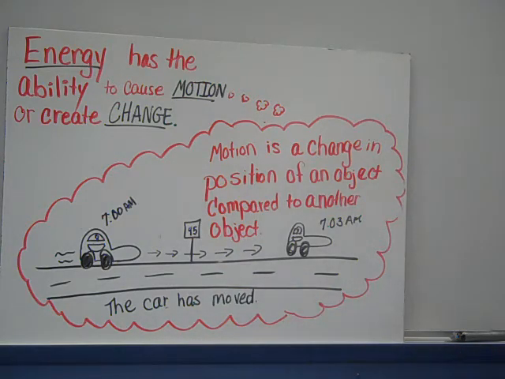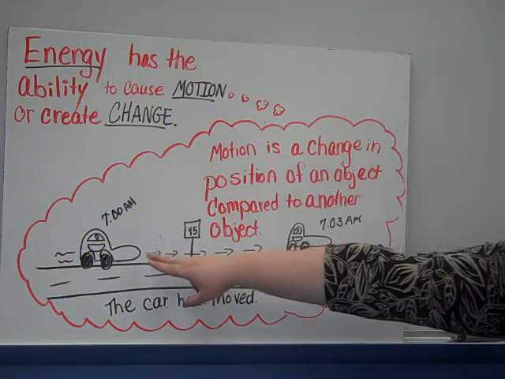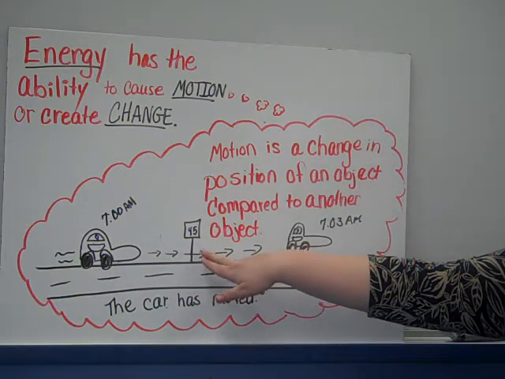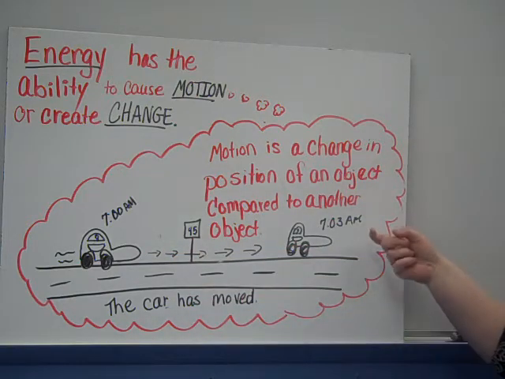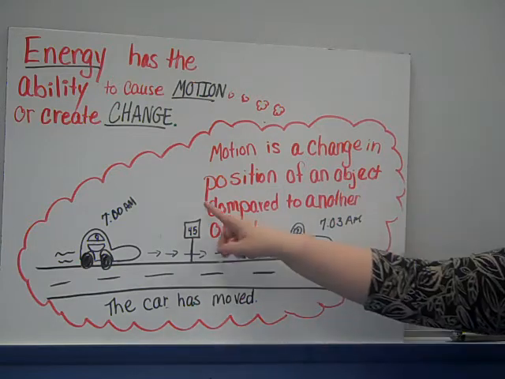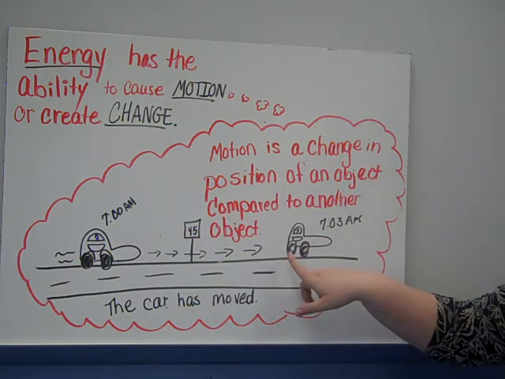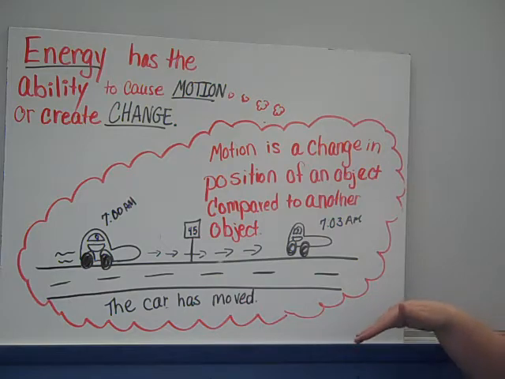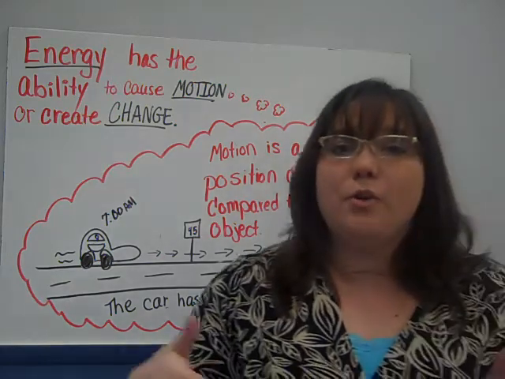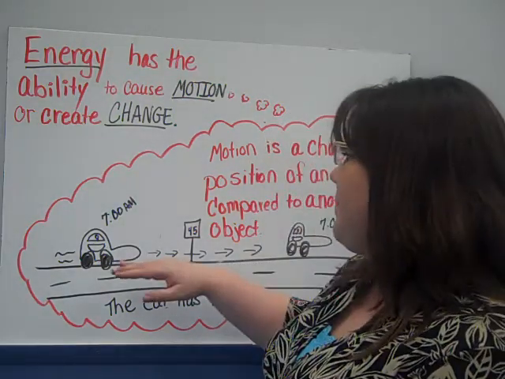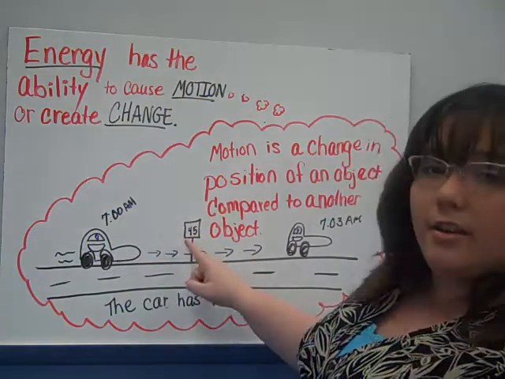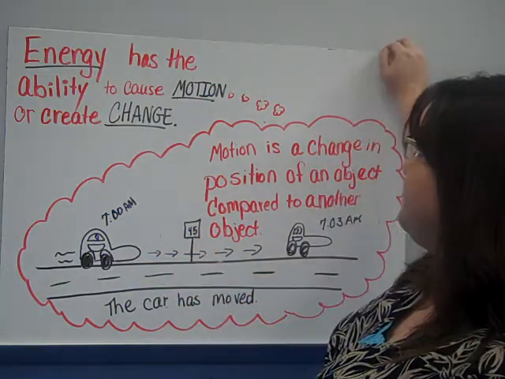So at 7 o'clock in the morning, the car is looking at the speed limit sign. At 7:03, now that speed limit sign is behind the car. This car has moved. This car has shown motion. It's in a different position compared to that speed limit sign.